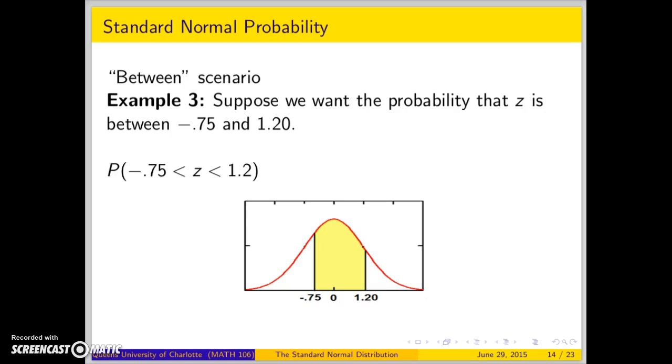Now the between scenario, which may be the toughest scenario, but it's doable. Suppose we want to find the probability that z is between negative 0.75 and 1.20. Here's the notation, and here's the graph where the area between is shaded in. So the next slide will clear things up on how to calculate this.